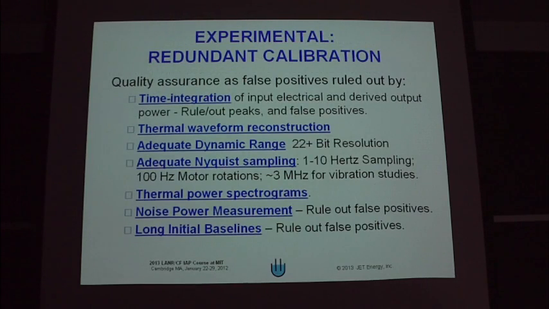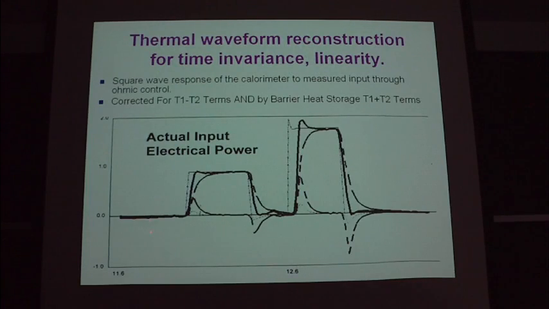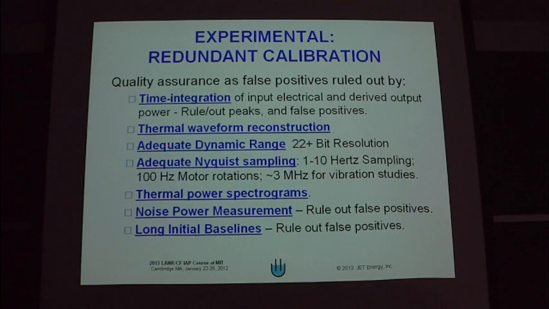Okay. Another thing we do to assure ourselves that we are really measuring excess heat is that we do redundant measurements. We'll do time integration. I showed you the thermal waveform reconstruction. Let's go back. That's really important. I want to see that if we put a square wave into the control, we use an ohmic control like a half-watt resistor to make sure that our system works. I want to make sure that if I put a square wave into the control, we get a square wave out. Otherwise, you can't believe your calorimeter. Okay, so that's thermal waveform reconstruction.